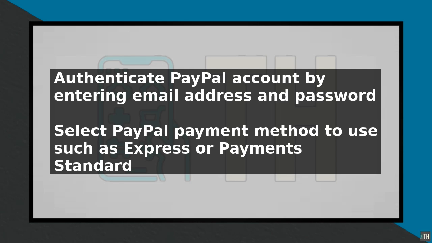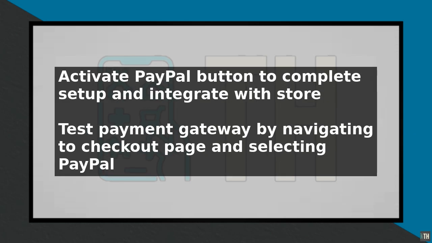To test the payment gateway, navigate to your store's checkout page and select PayPal as the payment method. Ensure that your PayPal account is verified and that you have the necessary permissions to receive payments. Also, be aware of the transaction fees associated with using PayPal as a payment gateway.